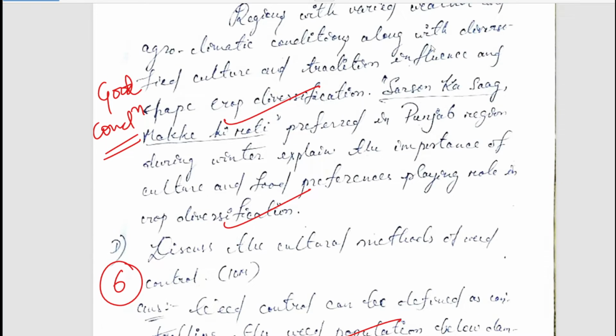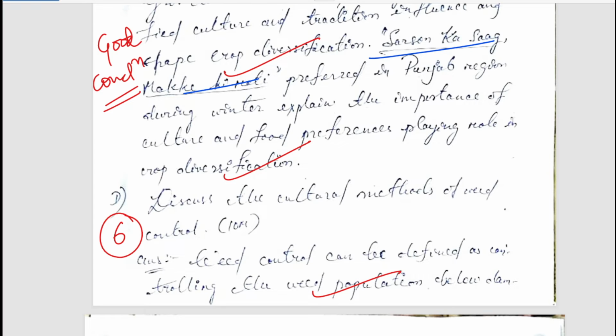And a good conclusion. In conclusion, you will see sarson ka saag, makke di roti. So obviously sarson and makka, that is maize, show the diversification trends.